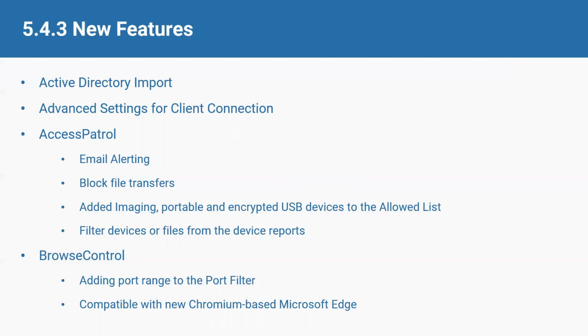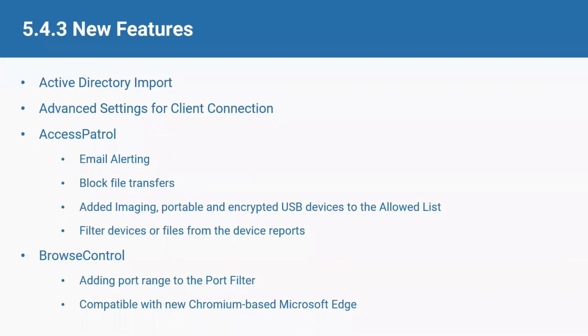From an Access Patrol perspective, email alerting was a really majorly requested feature by a number of our customers and prospects, and we've launched this new feature. This gives real-time analysis and understanding of what's happening on your network with your endpoints and file activities, and alerting will be a major feature that Sai will demo in a couple minutes here.